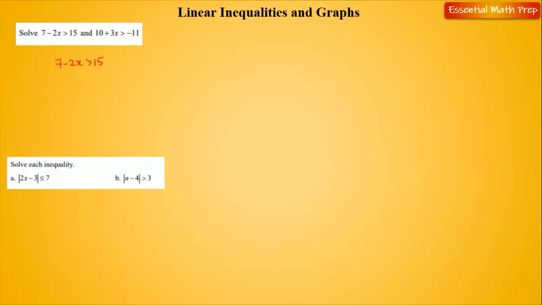So the way I can get rid of the 7 is to subtract 7 on both sides, which would make it negative 2x greater than 8, right? Then I can divide by 2 on both sides, which is negative x greater than 4. Now, your x cannot have a negative value attached to it. So the way you can get rid of the negative is to either multiply or divide by negative. They both mean the same. When you do that, you are going to reverse the sign of the inequality. So x is less than negative 4.